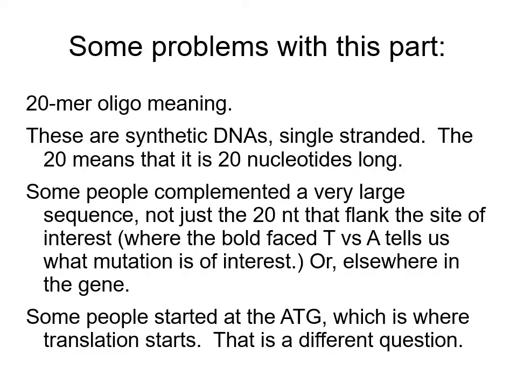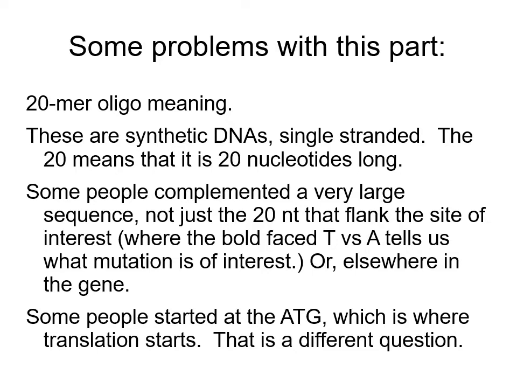So some problems with this part. Some people didn't know what a 20-mer oligo meant. Okay, so 20 refers to the number of nucleotides in the oligonucleotide, 20-mer, and the oligonucleotide is therefore fairly short. So these are single-stranded synthetic DNAs, 20 nucleotides long. Some people complemented a very large sequence, not just the 20 nucleotides, so they didn't know what a 20-mer means. Okay, so that would be a mistake.